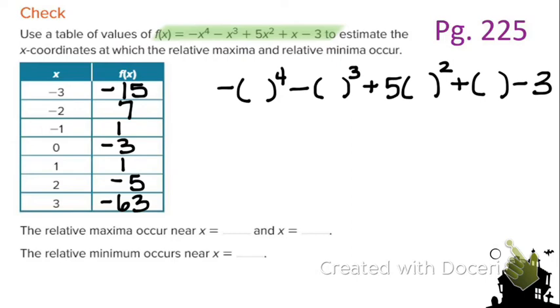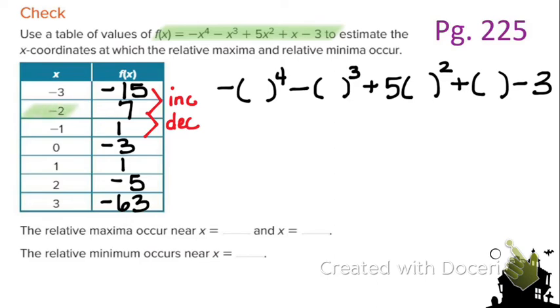Okay, so now let's do our increasing and decreasing. Let's write it off to the side. So between these two numbers, between the first two, -15 and 7, are these numbers going up or down at first? Up. So I'm going to say they're increasing. And then from 7 to 1, what happened? Decrease. So that's my first change. So I changed from an increase to a decrease.